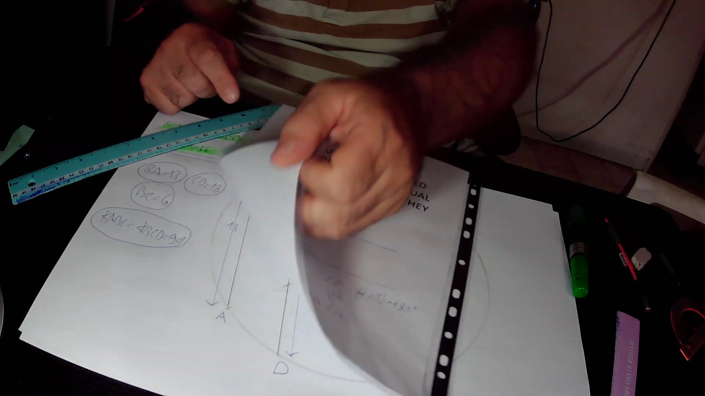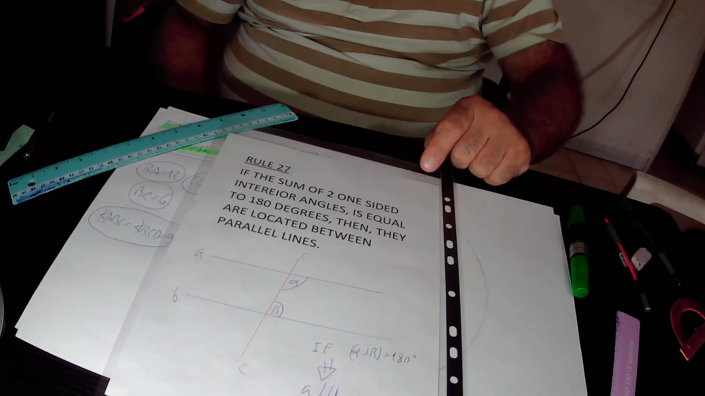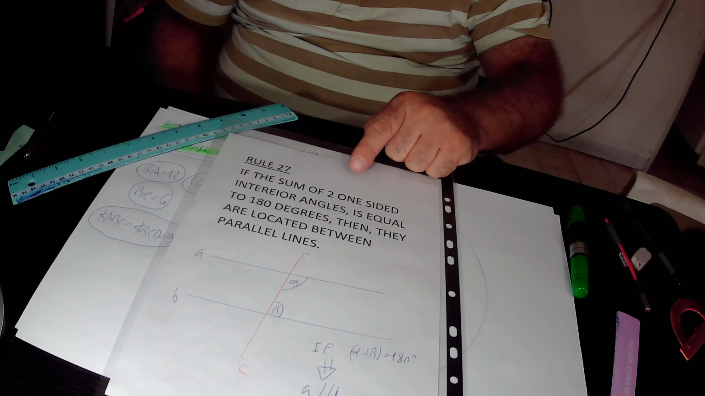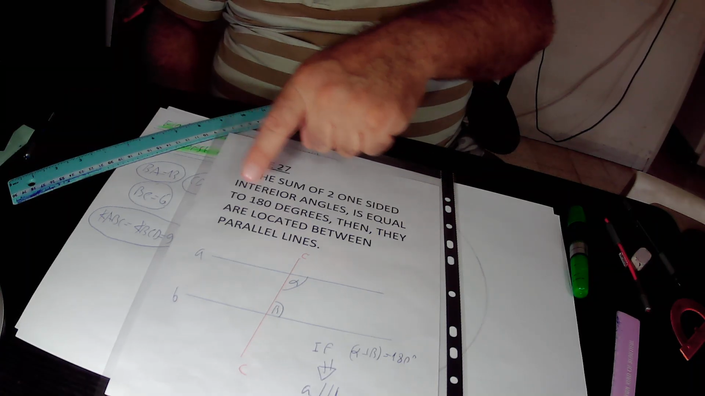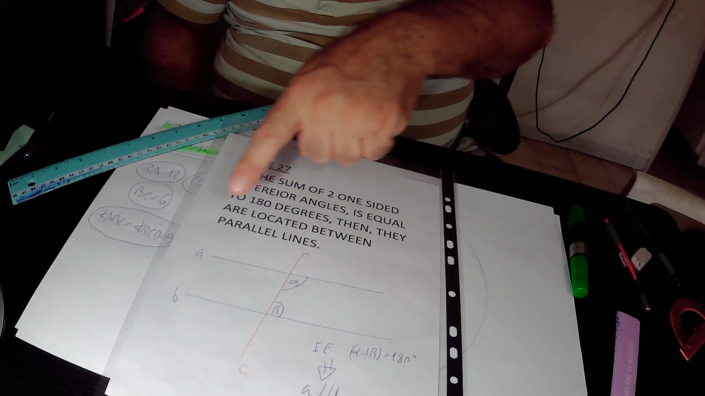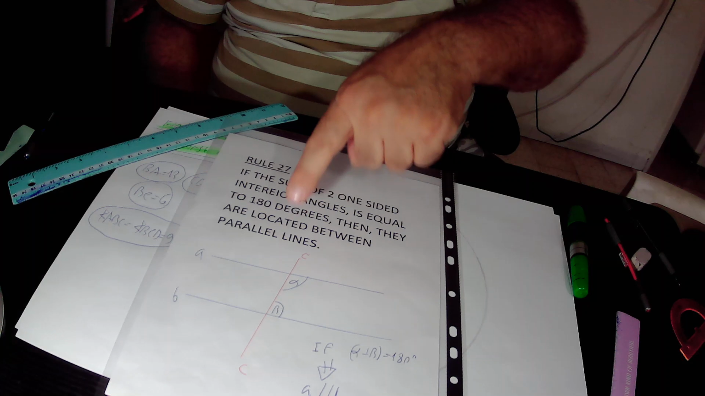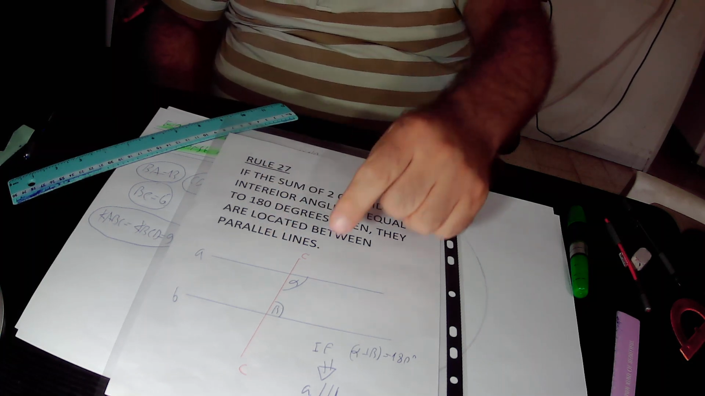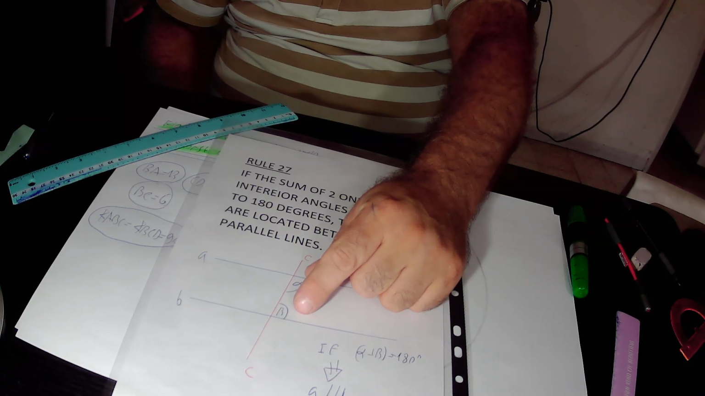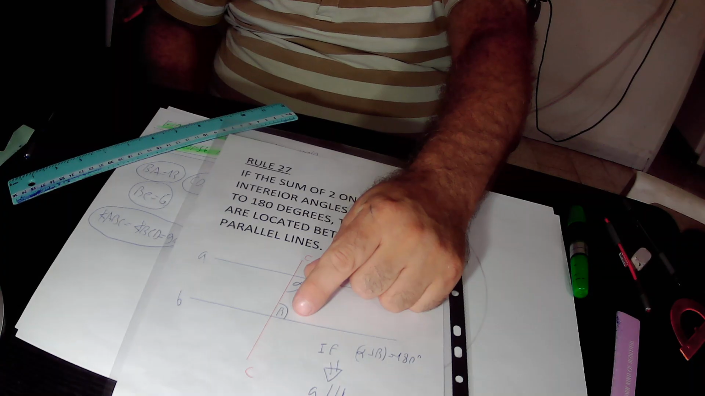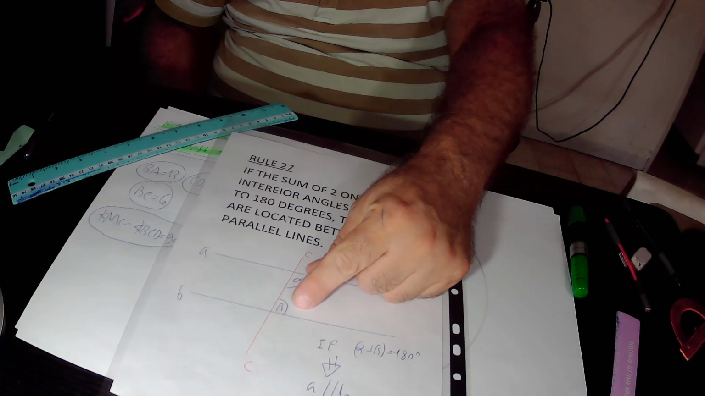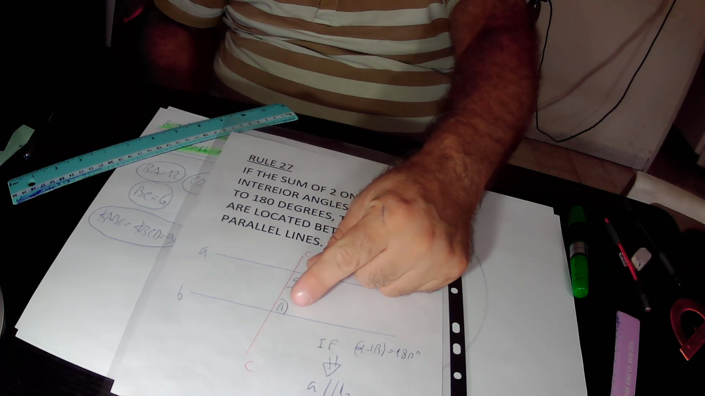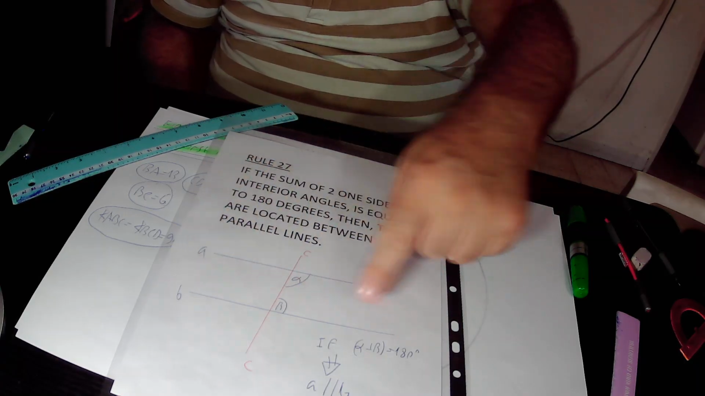So let me quickly repeat Rule 27. According to Rule 27, if the sum of two one-sided interangles is equal to 180 degrees, then they are located between parallel lines. In the drawing we have line A and line B, and line C that cuts the two lines A and B. Those angles are alpha and beta, and are defined as one-sided interangles. If alpha plus beta is equal to 180 degrees, then those two angles must be located between parallel lines. That is to say, line A is parallel to line B.